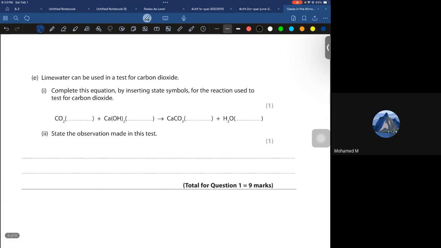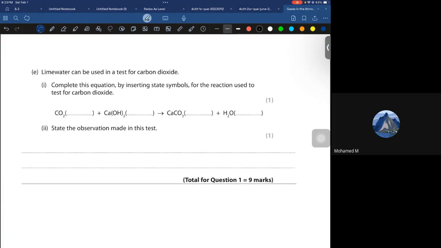Exactly. So lime water can be used in a test for carbon dioxide. Lime water is calcium hydroxide. Complete this equation by inserting state symbols for the reaction used to test for carbon dioxide. So we have to write state symbols. Carbon dioxide is what? Solid, liquid, or gas? Oh, gas.